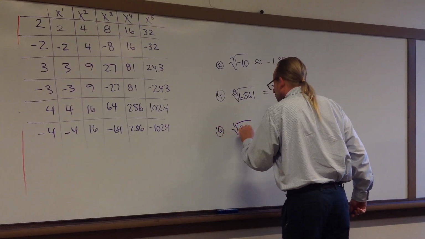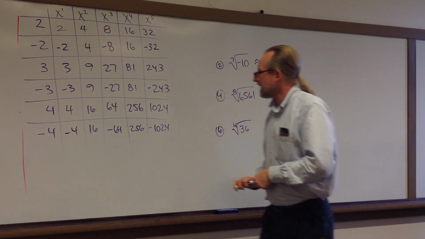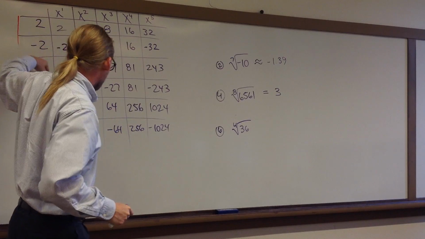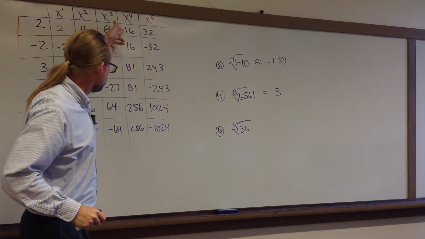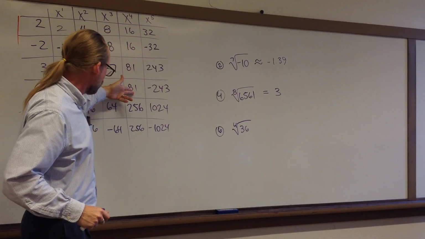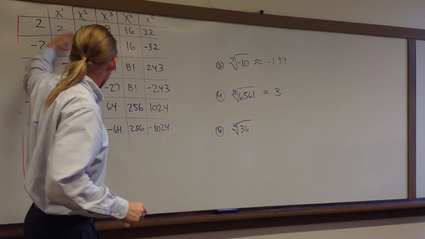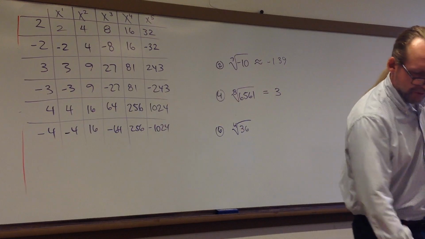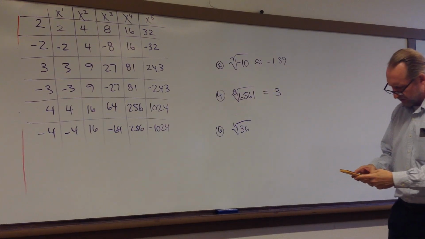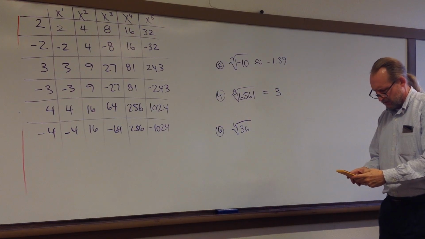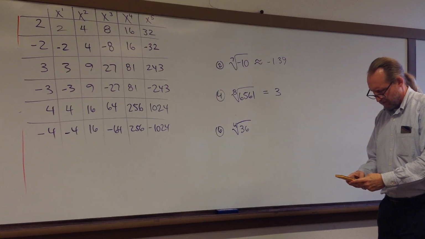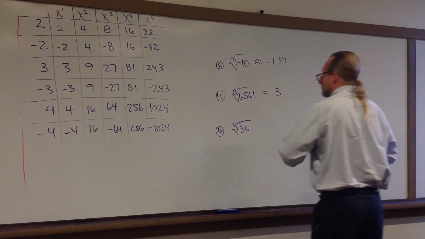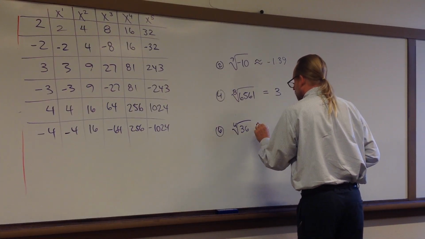All right, problem 6, the 4th root of 36. If you look through this x to the 4th column right here, you can see that our answer should fall between 2 and 3, right? 2 to the 4th is 16, 3 to the 4th is 81, so somewhere in between those numbers should be a number that when we raise it to the 4th power gives us 36. So let's see what that is. The 4th root of 36, 2.449. And this is approximate.